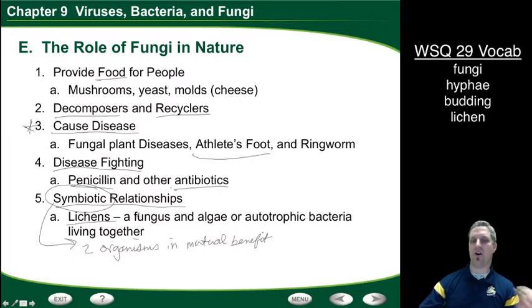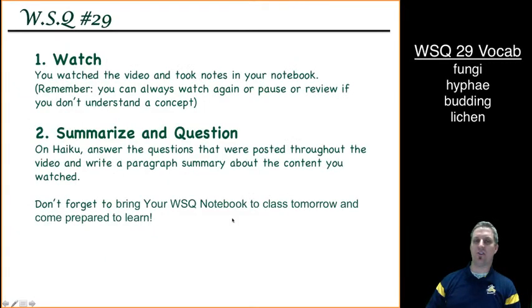Lichens are actually a fungus and an algae or an autotrophic bacteria that live together. You get a fungus mixed with this bacteria or algae, and lichens are typically found on trees and tree bark. They actually help each other. The fungus helps bring moisture and water, the things necessary for the bacteria or algae to survive, and the algae is autotrophic, so it produces food that the fungus can draw from and survive as well. So funguses are not all bad. They have some really good values to us.